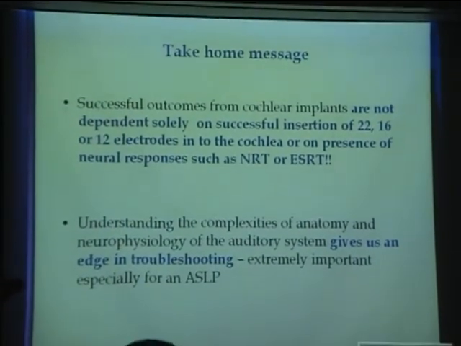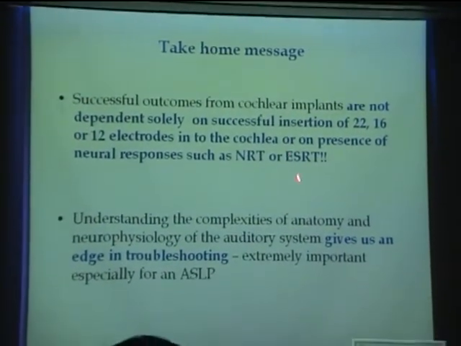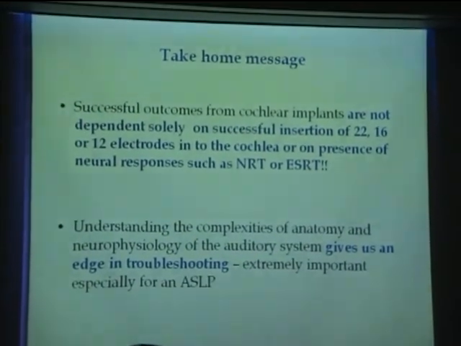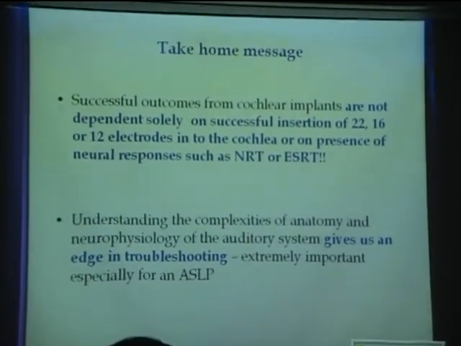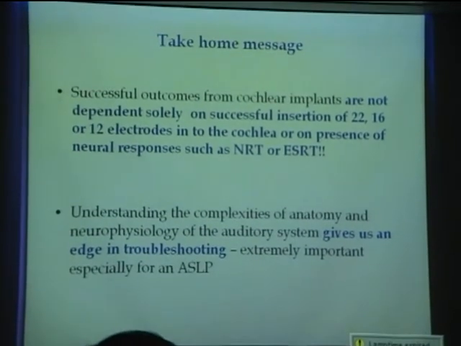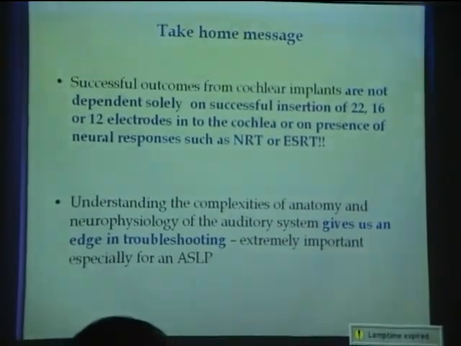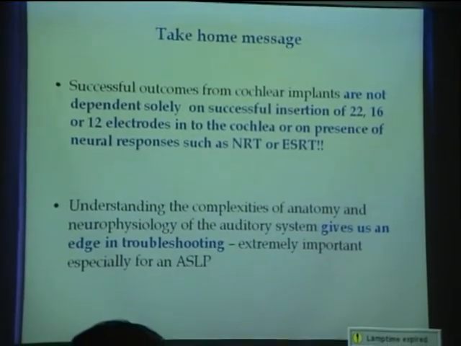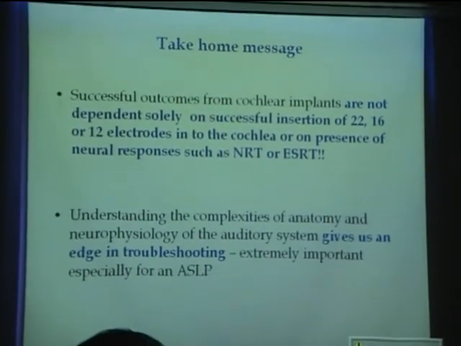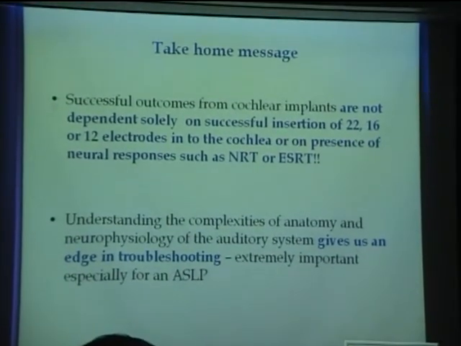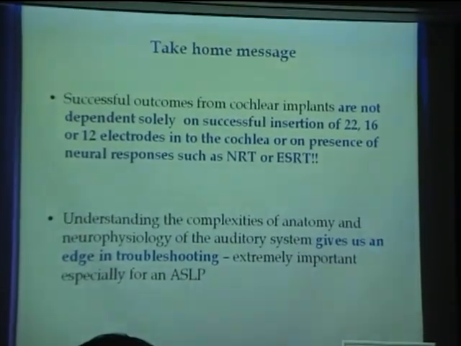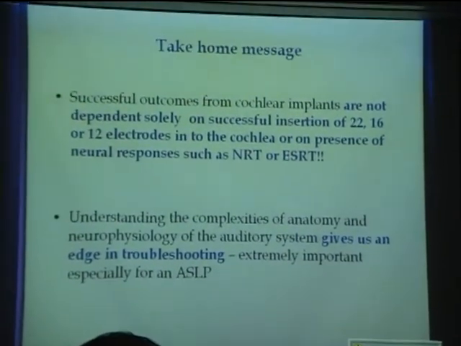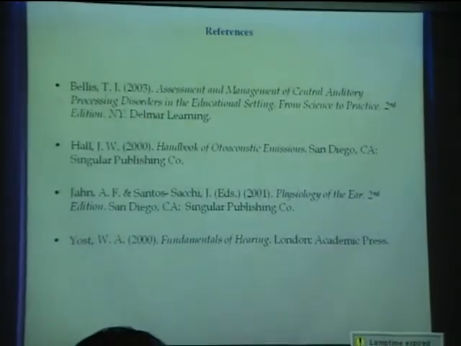So what's the take-home message? Successful outcomes from cochlear implants are not dependent solely on putting those 22, 16 or 12 electrodes into the cochlea or on the presence of neural responses such as NRT or ESRT. Understanding the complexities of anatomy and neurophysiology of the auditory system gives us an edge in troubleshooting, which is very important for us, especially as audiologists and speech pathologists and any professional who has anything to do with cochlear implants.